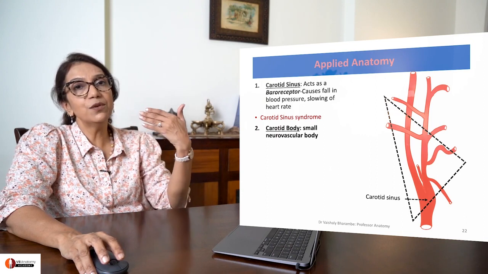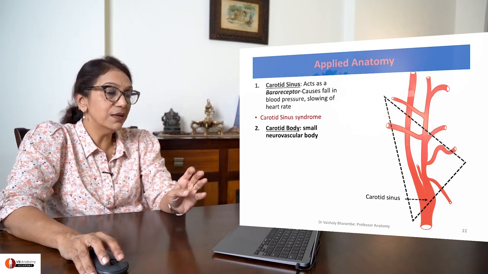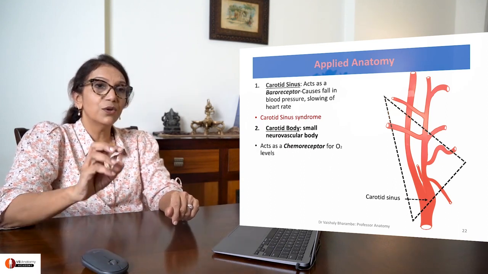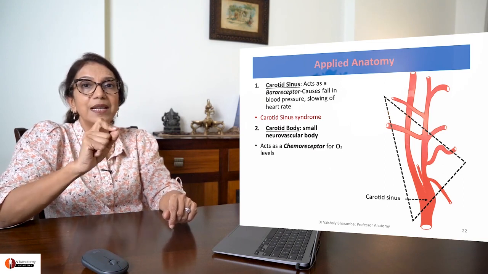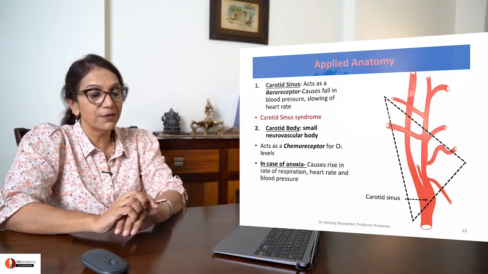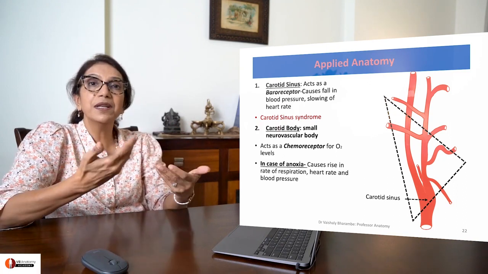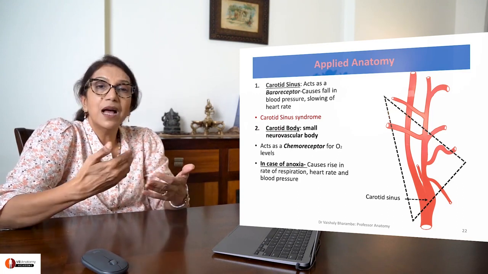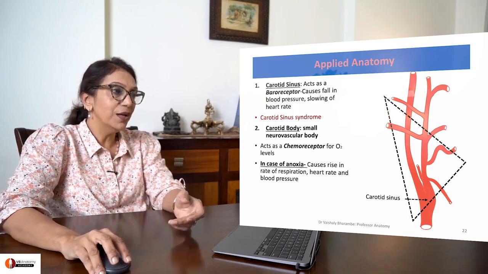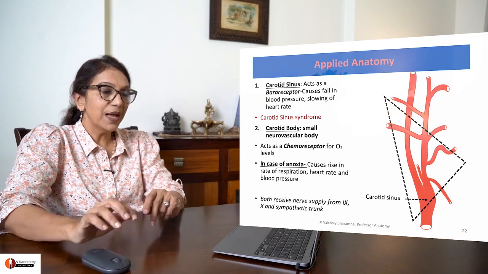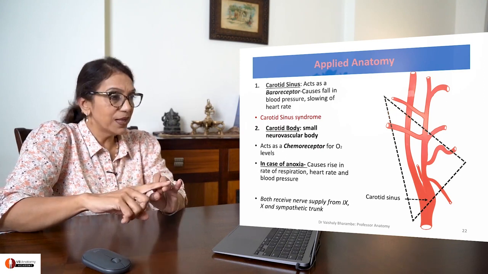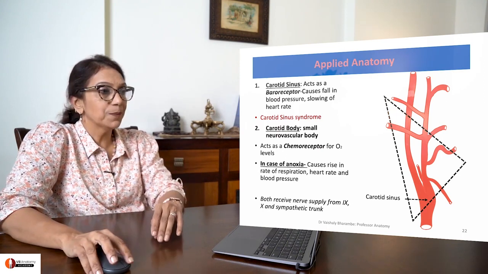Also present in the posterior wall of the carotid sinus is something called the carotid body. This is a neurovascular body which responds to the oxygen levels in the blood. It acts as a chemoreceptor. So supposing you are suffering from anoxia, a low oxygen level, then it will cause a rise in the respiratory rate, or a rise in heart rate and blood pressure, trying to compensate for those low oxygen levels. So: carotid sinus, carotid body. Remember, both of these receive nerve supply from the glossopharyngeal, the vagus, and the sympathetic trunk.